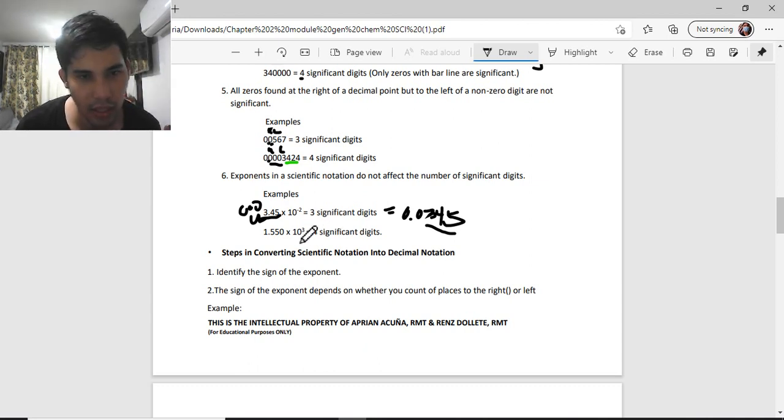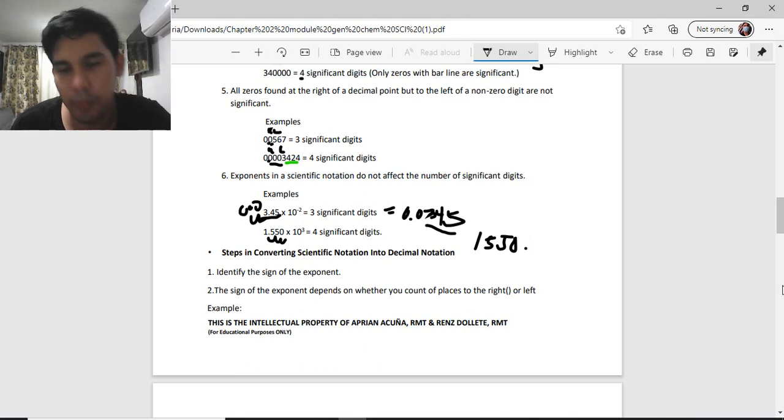If you write it, it will be 1 point 1, 2, 3, 1.15. Sorry. You move it 3 places: 1, 2, and 3. The value will be 1, 5, 5, 0 point. Which rule is applicable here? But here it is for significant digits.